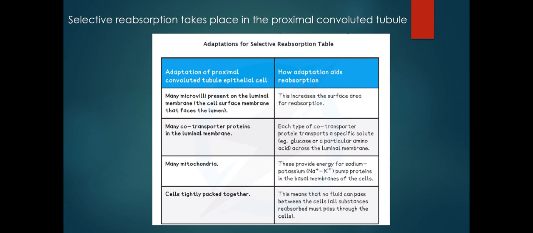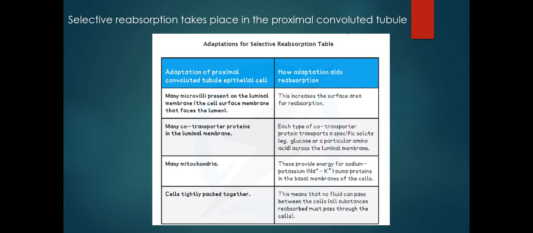Now inside the proximal convoluted tubule, there are a lot of adaptations for this selective reabsorption to occur. These adaptations are, for example, a lot of microvilli on the luminal membrane. Luminal membrane, remember, is the membrane that is on the lumen of the cell. Lumen, remember, was the hollow space inside the tube, right? So the membrane that's facing inwards on the tube is the luminal membrane, and these microvilli are present to increase the surface area. Wherever microvilli are present, it's to increase the surface area for absorption.